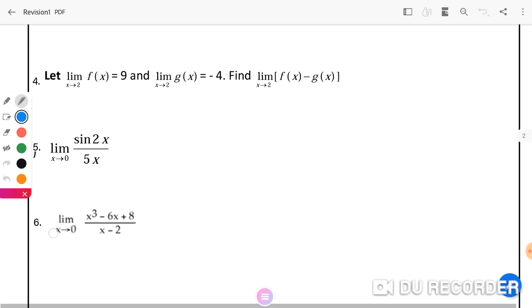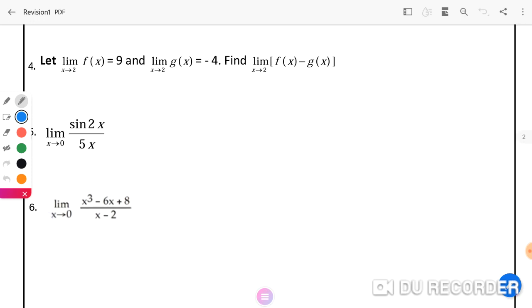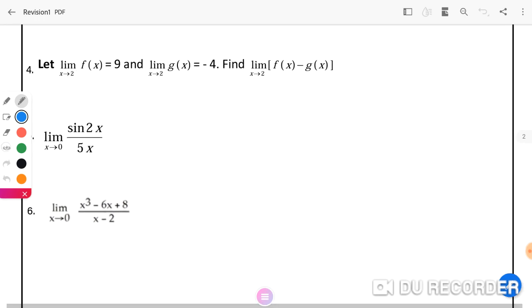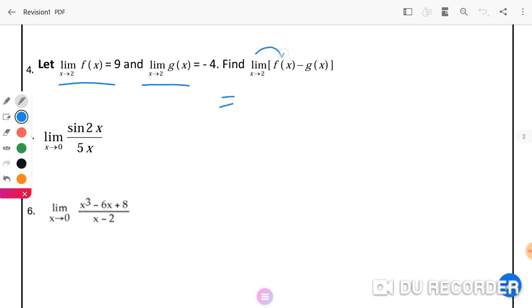Let's solve the next question. Here, let the limit of f of x when x approaches 2 equal 9. The limit of g of x when x approaches the same value, 2, is negative 4. Find the limit of f of x minus g of x when x approaches 2. In this case, it means the limit of f of x minus the limit of g of x. It will be 9 minus, what is the limit of this one? Negative 4. So it will be 13.